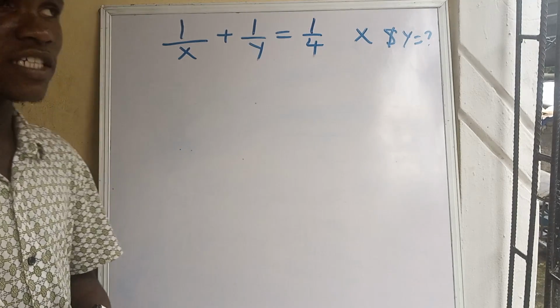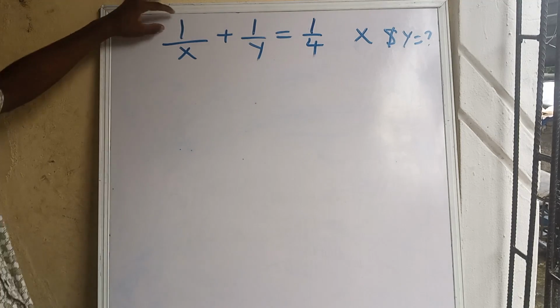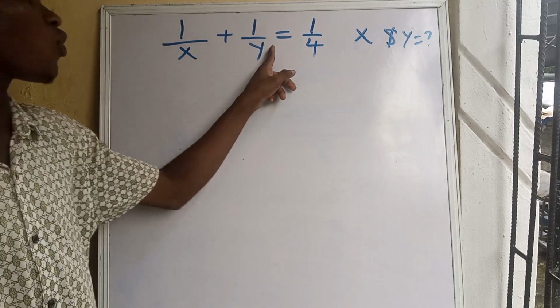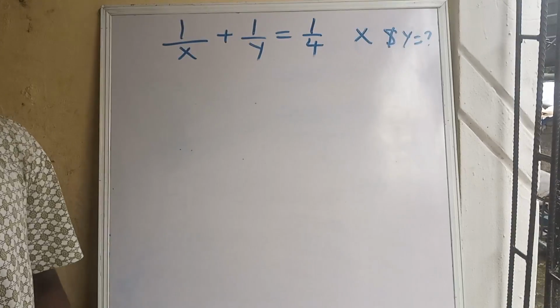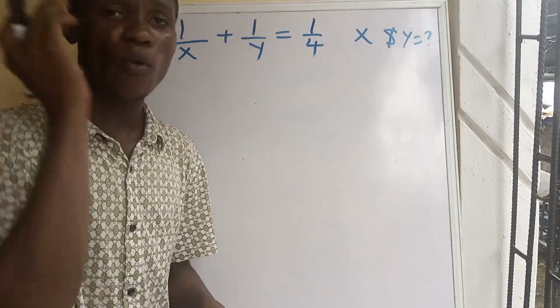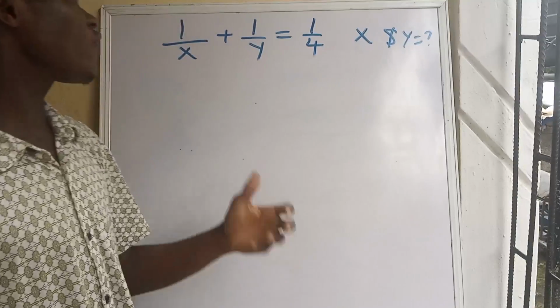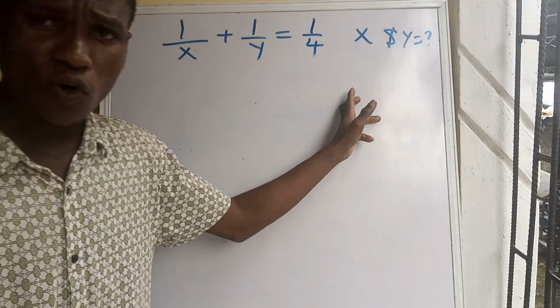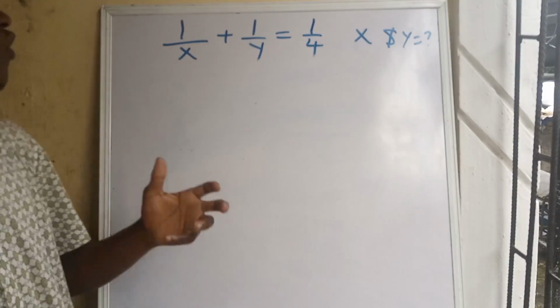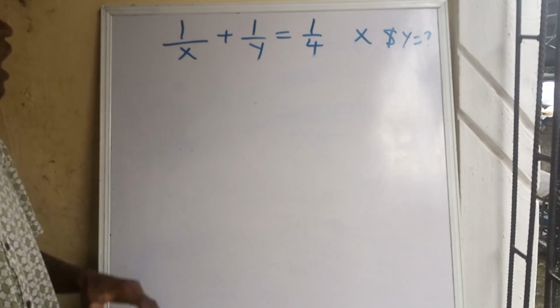We want to solve a nice, what I call all-round denominator challenge, which reads 1 over x plus 1 over y is equal to 1 over 4. So we are looking for all the possible positive values for x and y. We are looking for the values of x and y in just this single equation. So how can we look for the values of x and y, two unknowns, in just a single equation? Let's see how we can solve this.